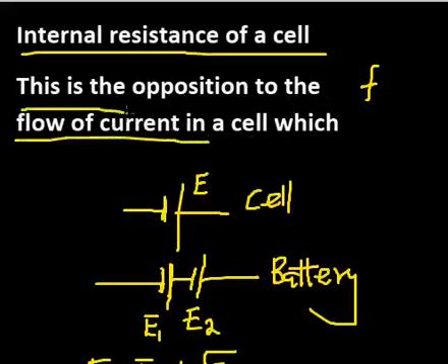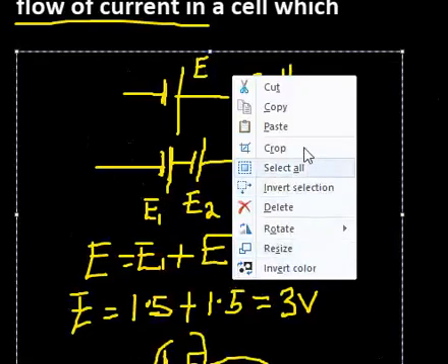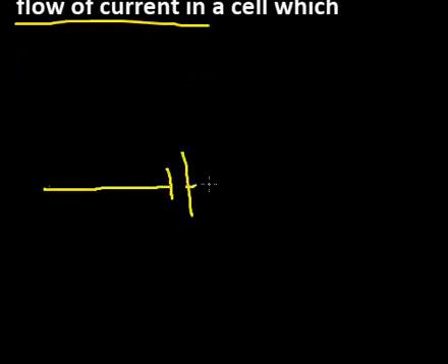That's why it's called internal: it happens in a cell, opposing the flow of electric current in a cell. So if I want to draw the symbol of a cell, I take note that beside the cell there's a small resistor that is not seen but is there, known as the internal resistor. I use small letter r to represent it.